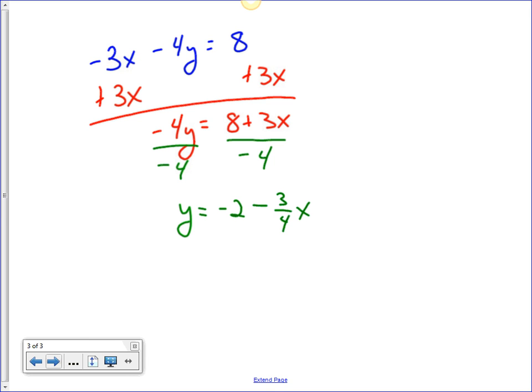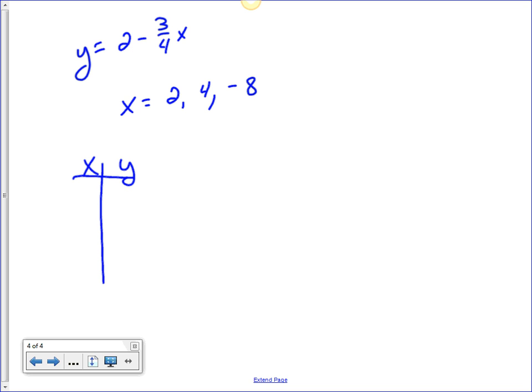Okay. Again, I said there's going to be one more step. So after we solve for the y, we ended up with this equation, y is equal to 2 minus 3/4 x. Now, the directions will say to find the value of y for each value of x. So for instance, they may give you x values of 2, 4, and negative 8. So one way to organize it is to put it in a table, an XY table or a T-chart. So you've got 2, 4, and negative 8.